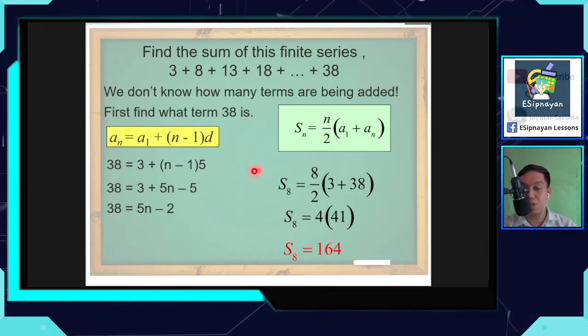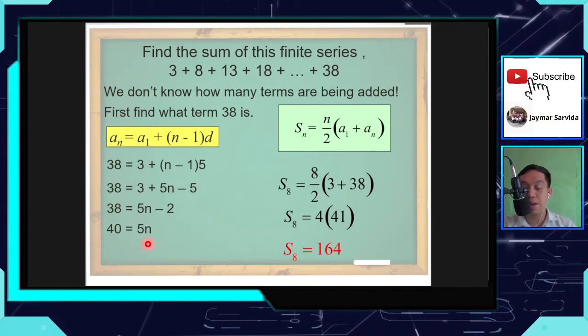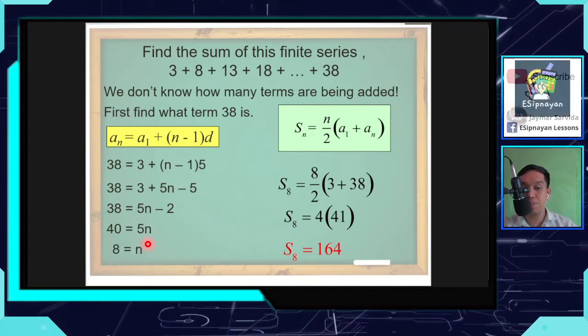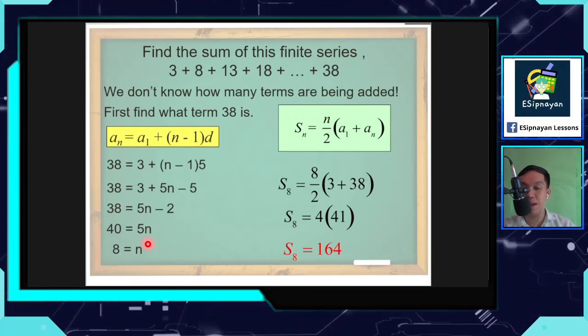Ilipat mo si 2 dito sa left-hand side ng ating equal symbol. So yan ay magiging plus na. So 38 plus 2 is 40 equals 5n. Divide both sides by 5. So the value of n is equal to 8. So mayroon na tayong value ni n.